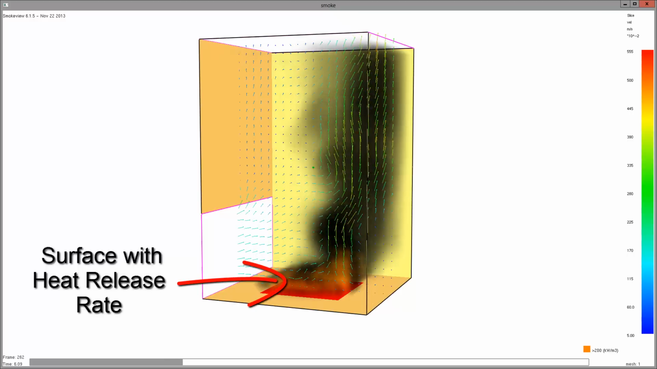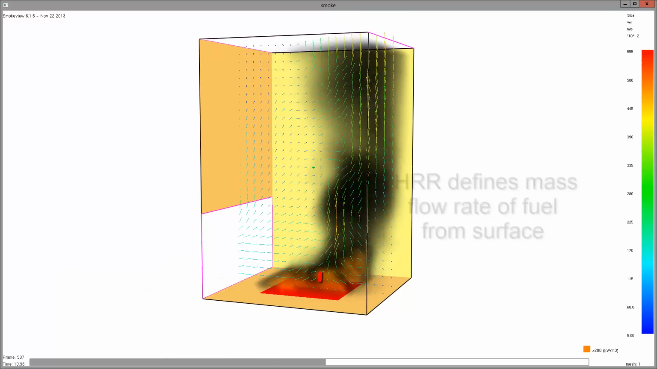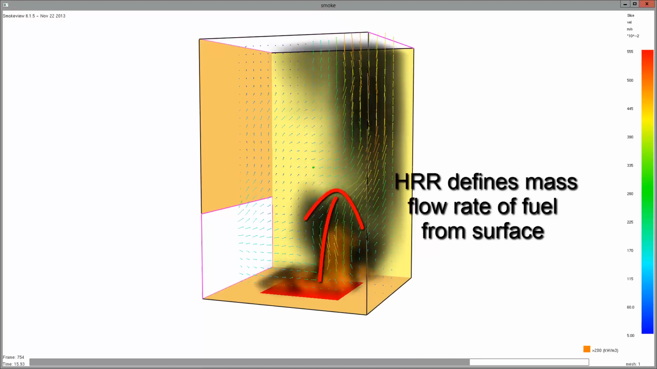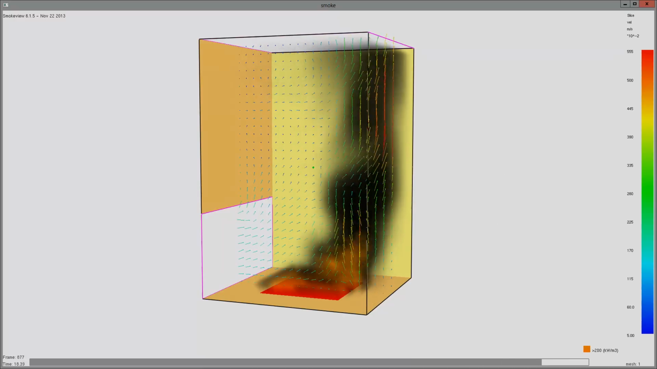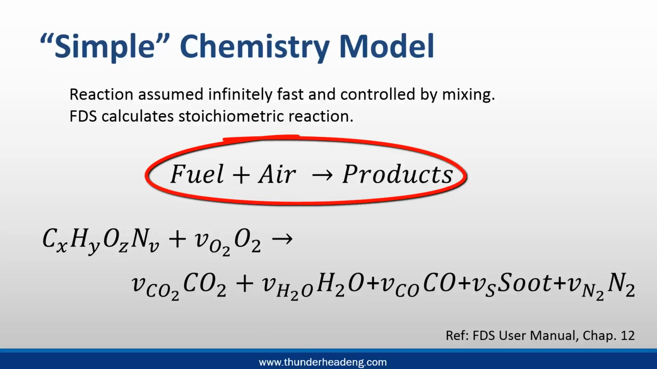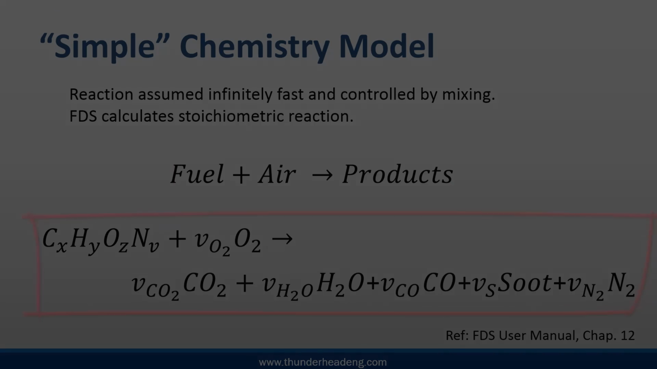Instead, when we specify a heat release rate in a combustion analysis, we are really specifying the rate at which fuel is introduced into the simulation. How is the mass flow rate calculated? In Part 1, we stated that combustion is based on a stoichiometric reaction where all the fuel reacts with air to form combustion products. We showed the general stoichiometric equation, but did not provide details.